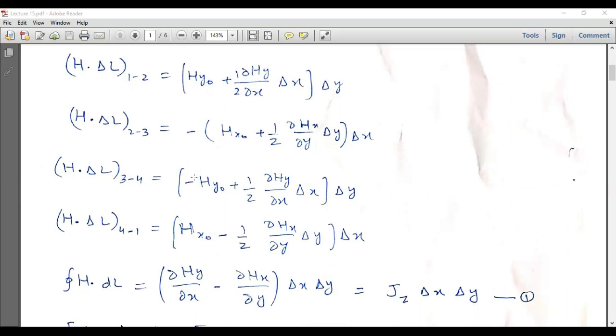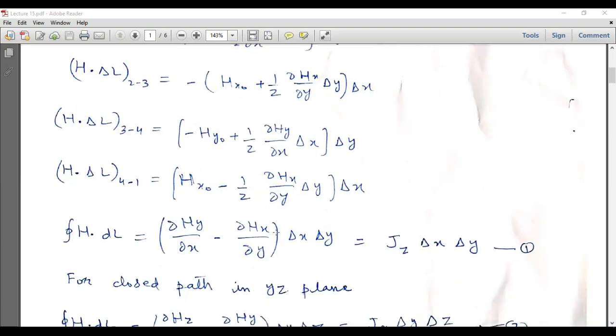So by adding all these expressions, we will have H dot dl over the closed path, and from here we can see that this Hy naught will be cancelled out with this minus Hy naught, and this minus Hx naught will be cancelled out with this Hx naught, and at the end we will have partial Hy over partial x minus partial Hx over partial y, and this delta x delta y, and here again we have delta x delta y, so they can be taken as common.